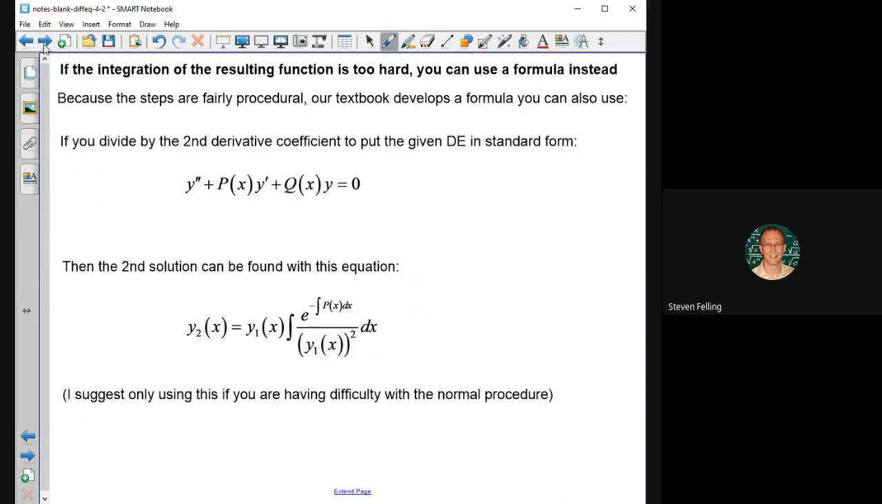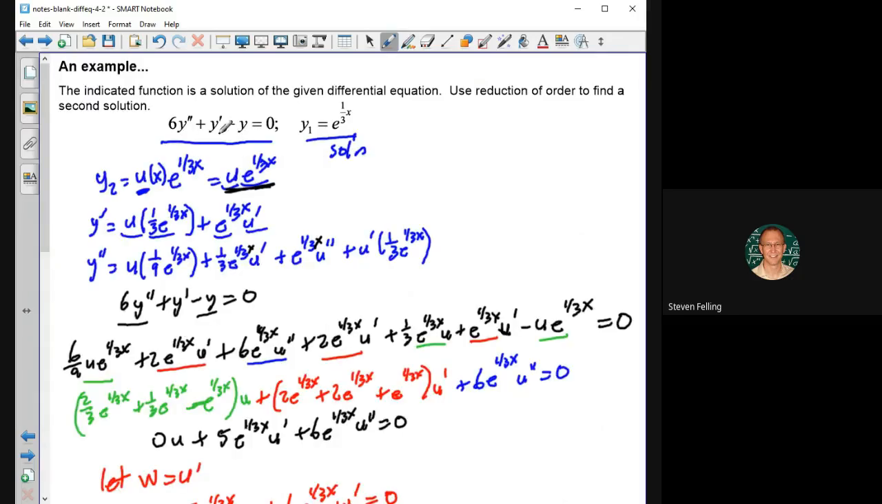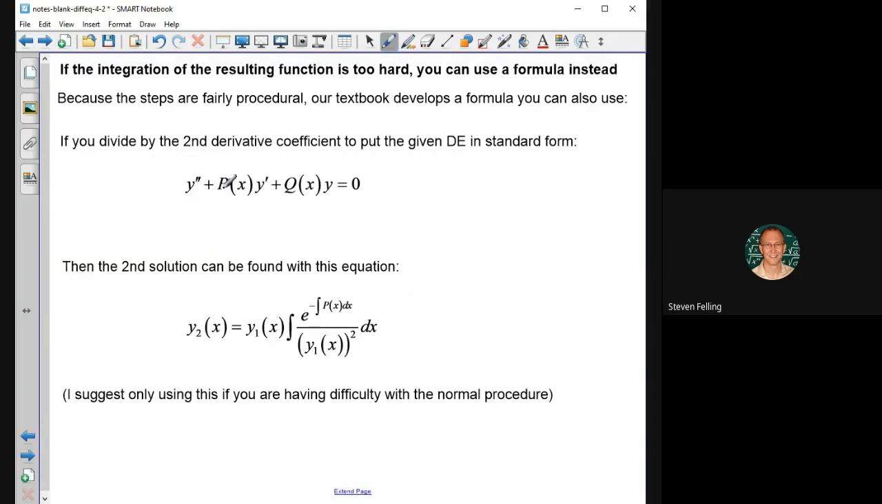Okay, so if you were to take that second order differential equation and divide by the leading coefficient, so in other words, in this one, if I were to take this and divide everything by 6 to write this as y double prime plus 1/6y prime minus 1/6y equals 0, we can call this function p and this function here q. Okay, so we can put it in this form: y double prime plus p, which could be a function of x, y prime plus q, which could be a function of x, y.